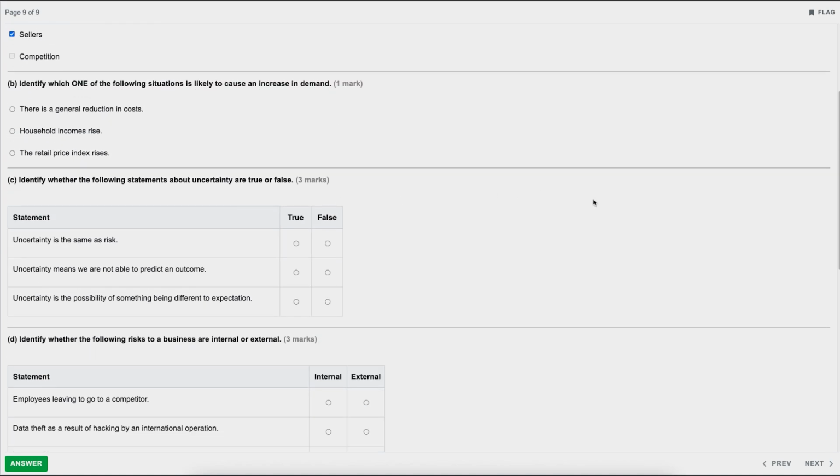Moving now to part B, identify which one of the following situations is likely to cause an increase in demand. The first one, there is a general reduction in costs. Well, that wouldn't necessarily increase demand. It may help to increase supply, but equally those reduced costs might not impact the selling price. Just because it costs less to produce doesn't mean that the selling price has been reduced, in which case it wouldn't have any effect on demand.